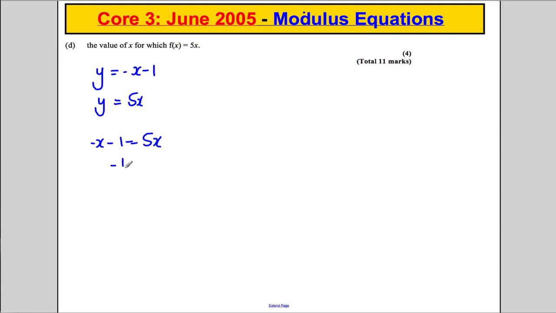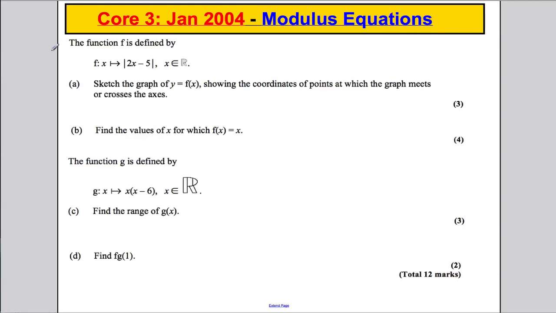Add x to both sides, negative 1 is 6x. Divide both sides by 6 and you get x is negative a sixth, and you're done. Next question, pause the video, have a go.